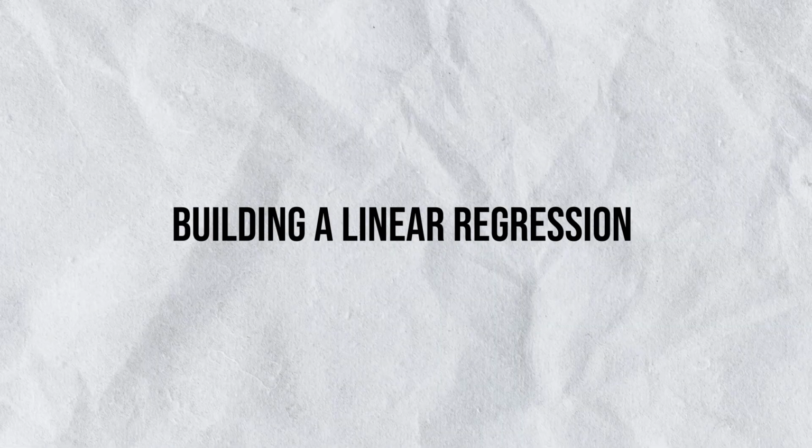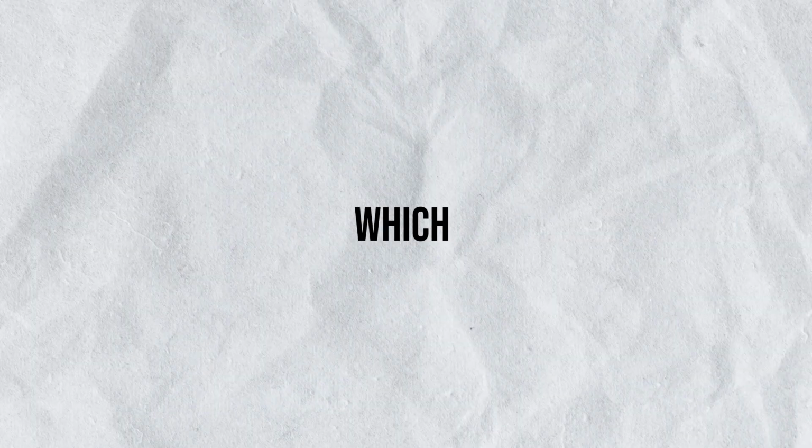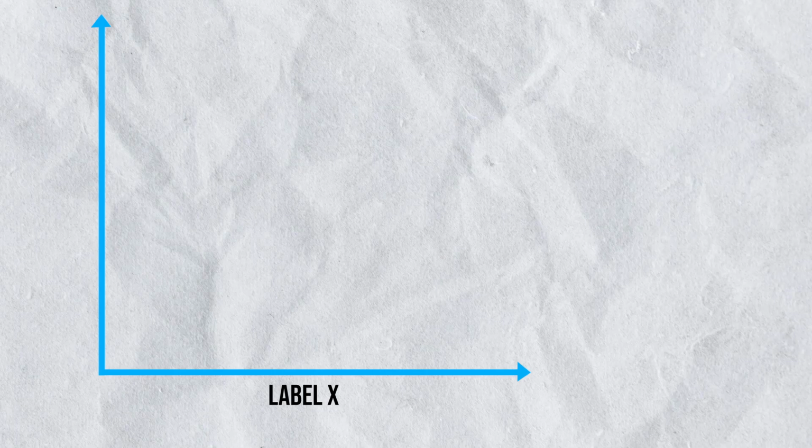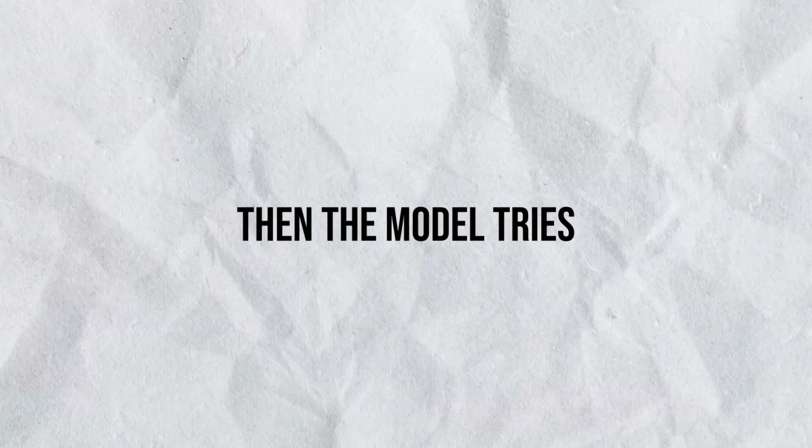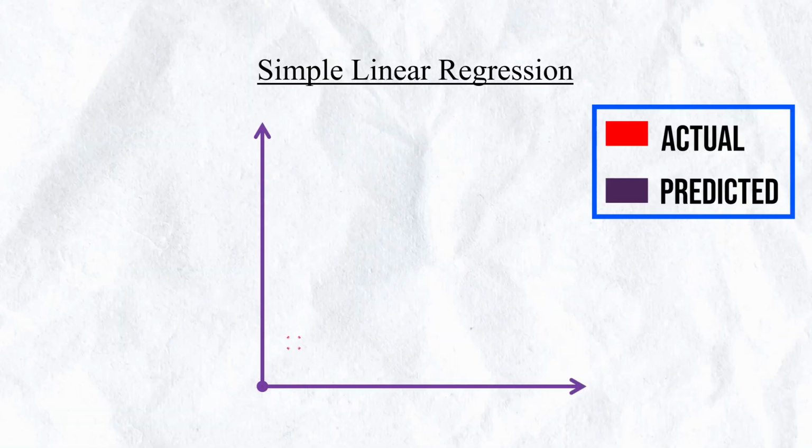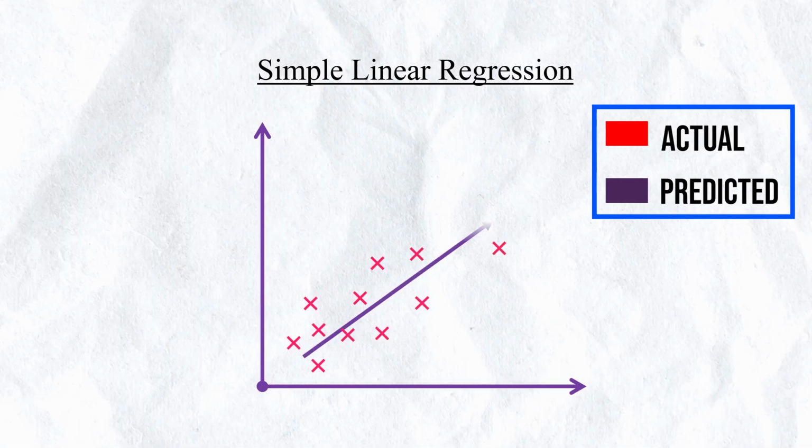Building a linear regression model involves providing the dataset, which contains feature label X and output label Y. Then the model tries to learn the given dataset and come up with accurate predictions of output for some input X which doesn't already have any output ready.